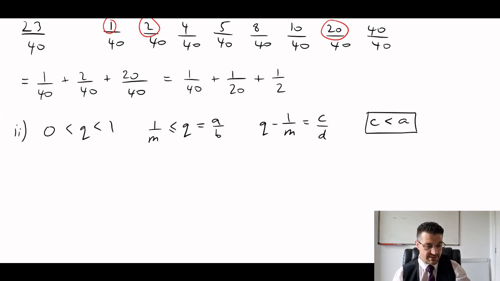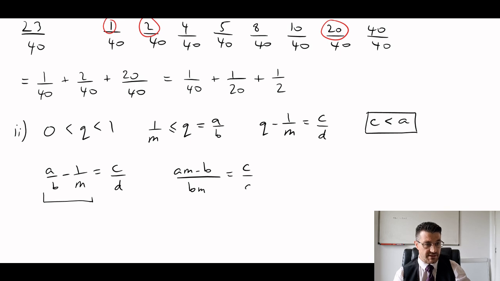What I did originally when I set about this, I looked at Q minus 1 over M. So Q is equal to A over B, so we've got A over B minus 1 over M, and we know that this is equal to C over D. I got a common denominator here and got AM minus B over BM is equal to C over D. Then I multiplied through to clear denominators, so I got AMD minus BD is equal to CBM.